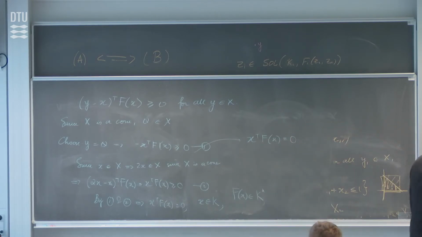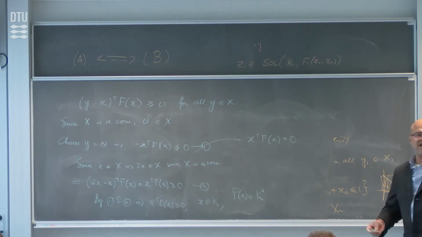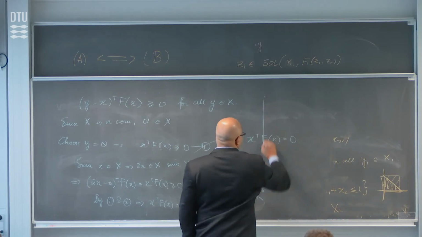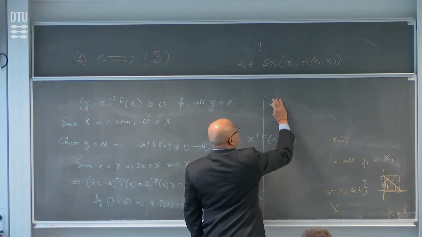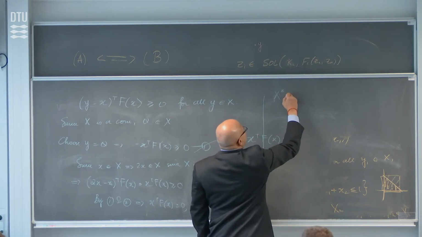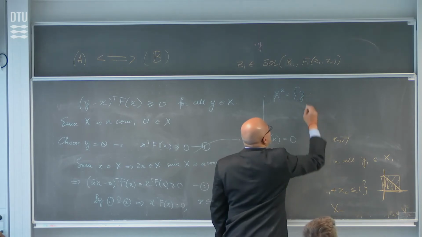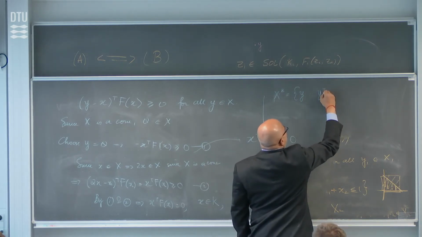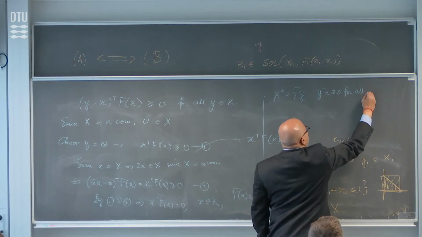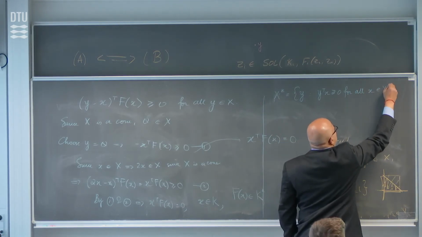Okay? So, how do I show that f of x lies in K star? I need to show that f of x lies in the dual cone. What is the dual cone? Remember what the dual cone is? What do I use? X star is the set of y such that y transpose x is non-negative for all x in X.